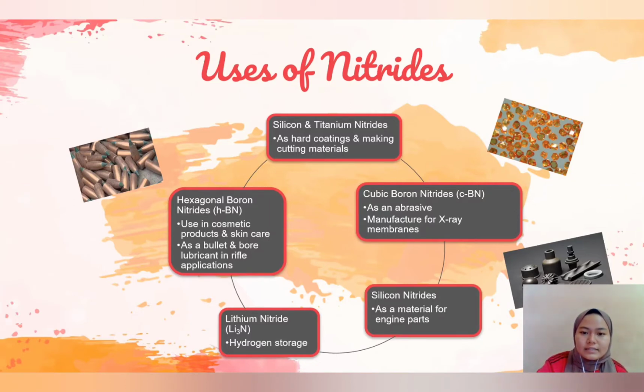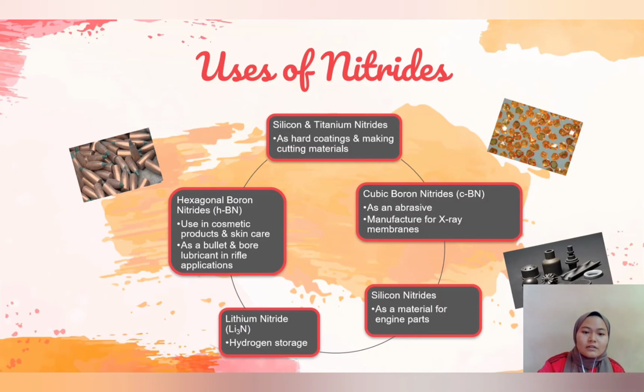Firstly, silicon and titanium nitrides are used as hard coatings and for making cutting materials. Secondly, cubic boron nitride is used as an abrasive and in manufacturing X-ray membranes. Thirdly, silicon nitride is used as a material for engine parts. Fourthly, lithium nitride is used as hydrogen storage as it can absorb hydrogen.